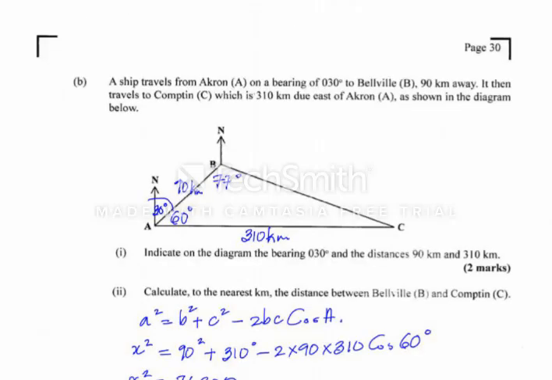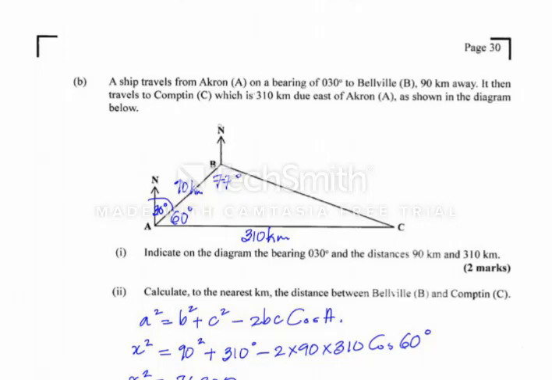All right, so next we're asked to determine the bearing of Compton C from Belleville B. To do that, we need to at least go back and look at the diagram. So let's look at the diagram again. All right, so this is what we're being asked. We're asked to determine the bearing of Compton from Belleville. All right, bearing is measured clockwise from north.